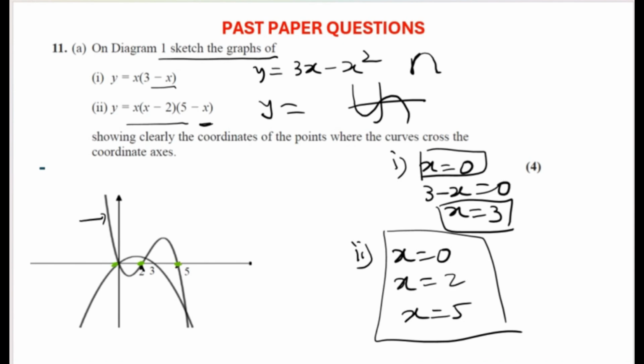And now the other graph, the parabola, is for this question. So this one is y is equal to x into 3 minus x. As we can see, we have two coordinates, x is equal to 0 and 3. So you can say this is 0 and this is 3. This is for this function. This way we can draw this graph. So you have to practice drawing these graphs.